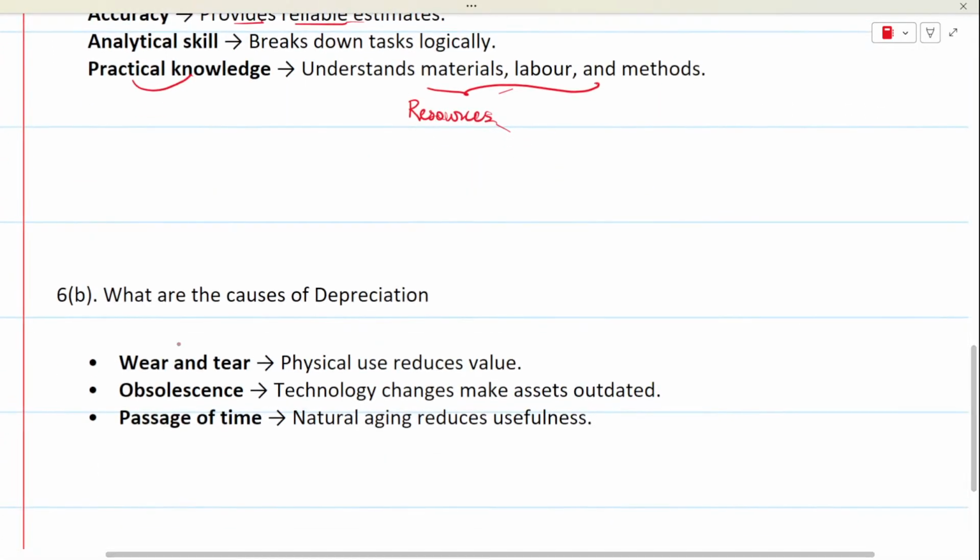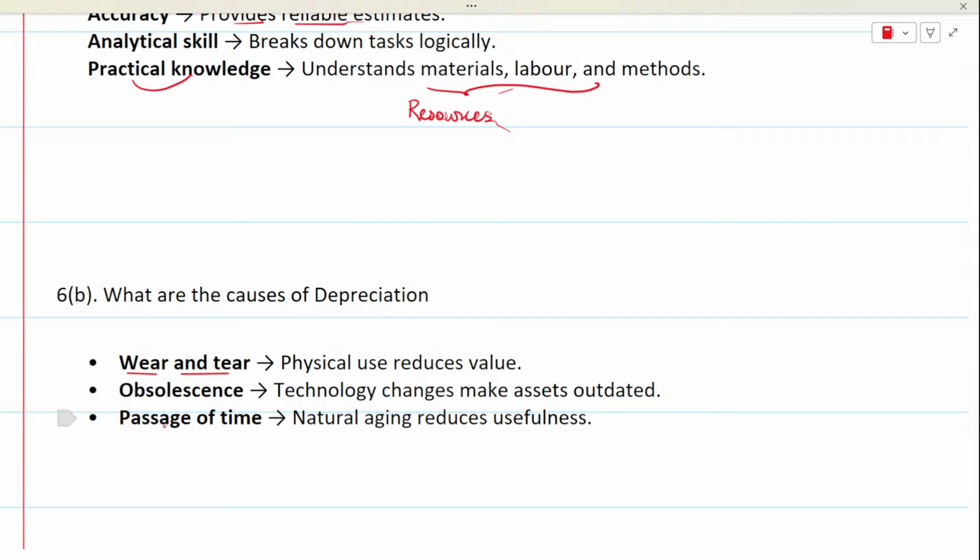Moving to next question. What are the causes of depreciation? Depreciation happens due to wear and tear of the machine components, that is due to the physical usage of the machine. As the machine parts undergo relative motion, there will be interaction of surfaces. That interaction of surfaces is going to result in wear and tear.